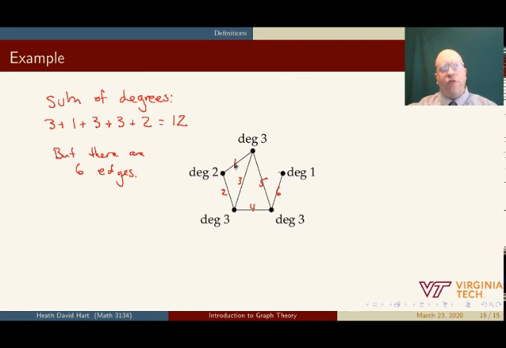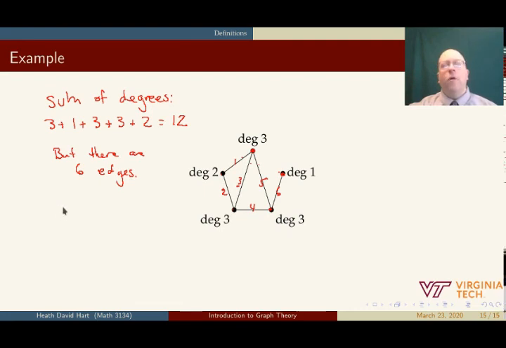But here's why that's true. When I count the degrees, this degree includes edges 1, 3, and 5. This degree includes edge 6. This degree includes edges 4, 5, and 6. But I've already counted 5 up here, and I already counted 6 up here. This degree includes edges 2, 3, and 4, but I already counted 3 and I already counted 4. And then this degree includes edges 1 and 2, but I already counted those edges. Every edge got counted at each of its 2 endpoints.